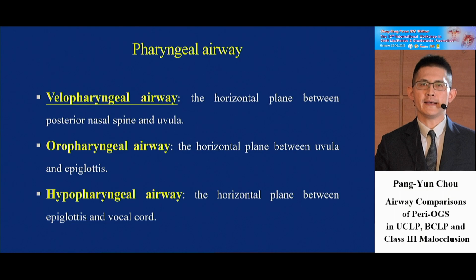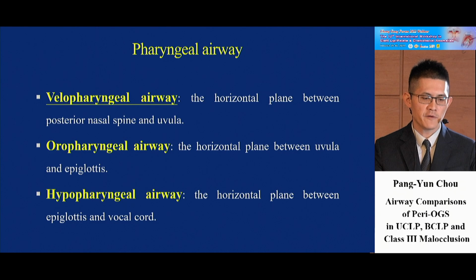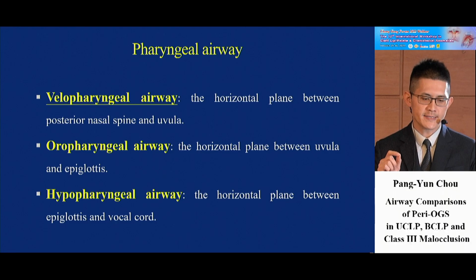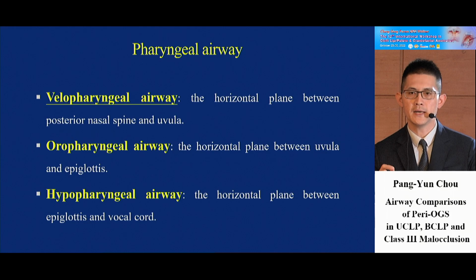Besides, we have to identify what the pharyngeal airway is. We divide it into three parts: the upper part, the middle part, and the lower part. The upper part means the velopharyngeal airway, bordered between the posterior nasal spine, PNS, and the uvula.